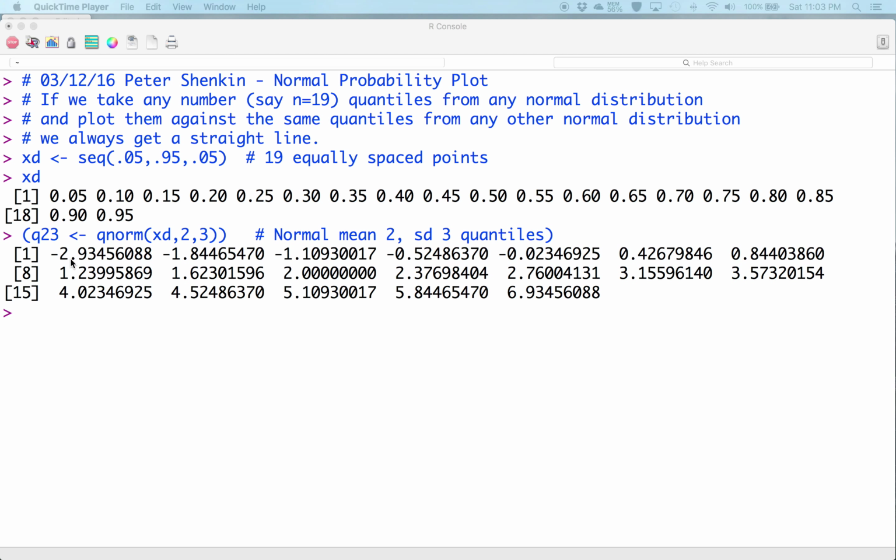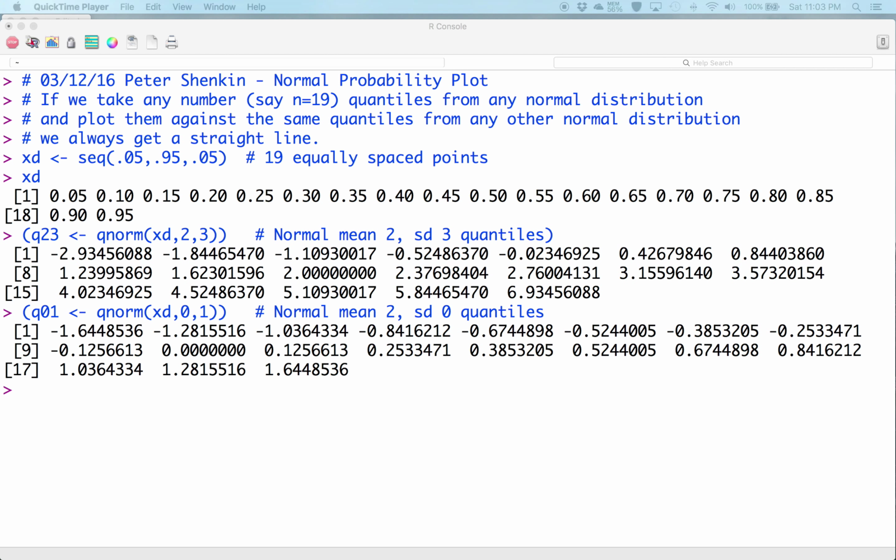The minus 2.93 is the 0.05 percentile of this normal. The 6.93 is the 95th percentile of this distribution. Now I'm going to do the same thing with a standard normal. We're using standard normal, but it could have been any other normal. Notice we get 19 different values.